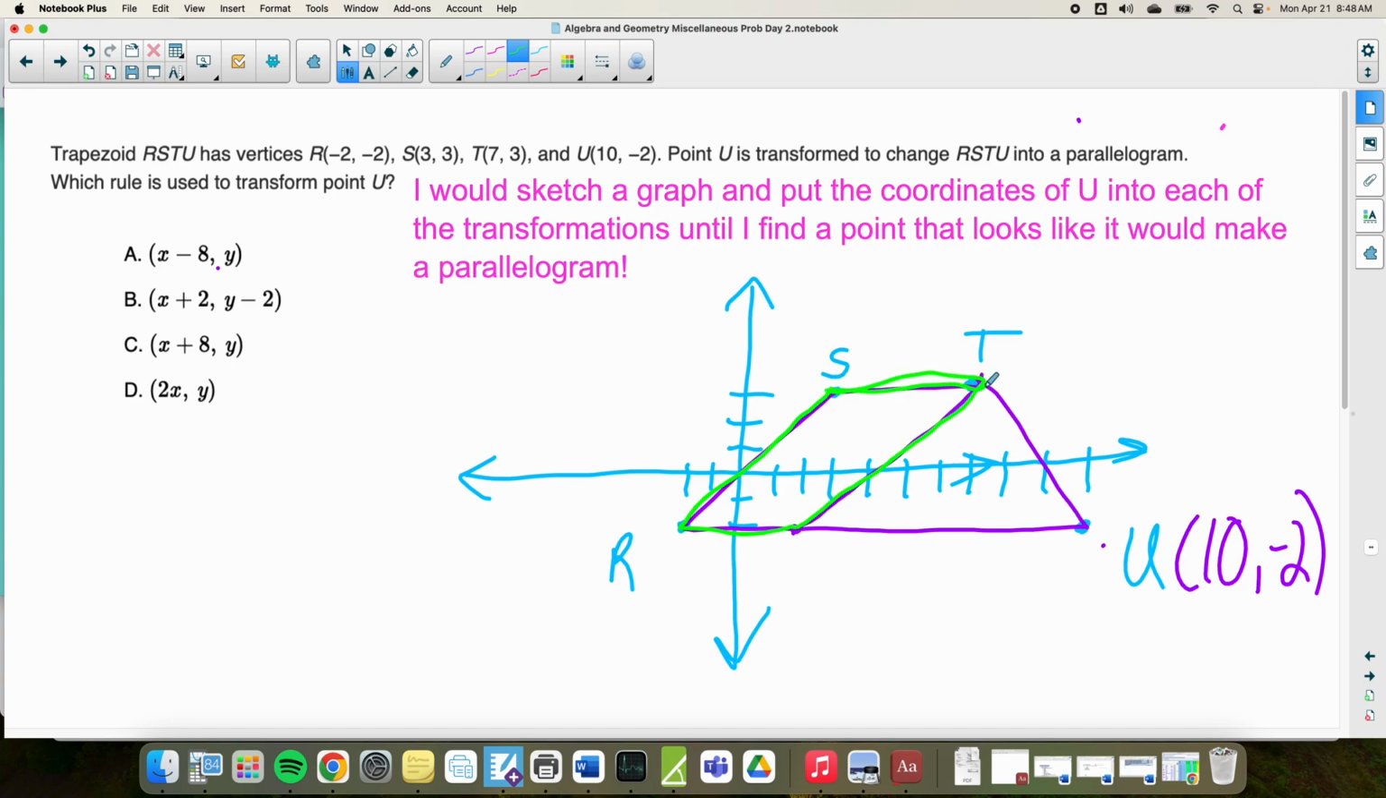And how do I know that? Because opposite sides are equal. Okay? And you could go through, if you took this and you added 2 to your x and subtracted 2 from your y, would that work? And that would move it over to the right, which we wouldn't want. If we added 8 to our x, we'd be over at 18. That's not gonna work. If we multiplied x by 2, again, it would be way over here. That would not work. So our answer is that first one, okay?